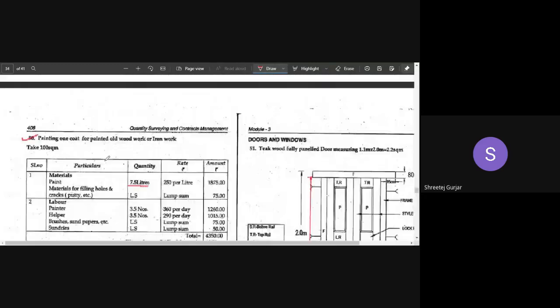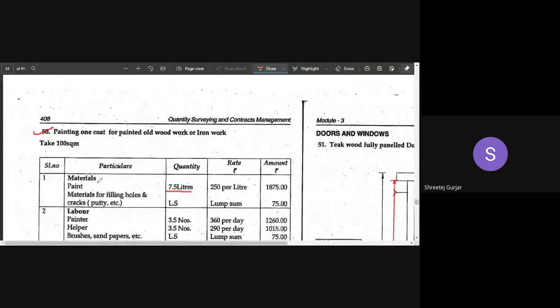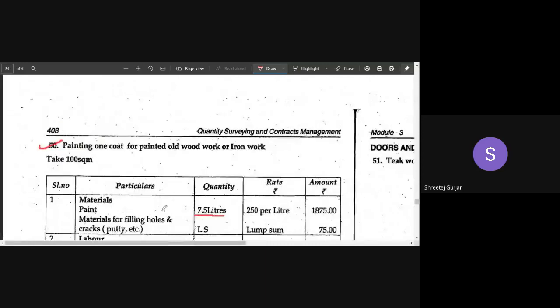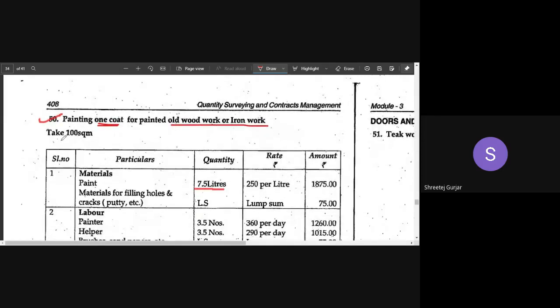Okay, then here also you can see painting 1 coat of old. So when you are dealing with iron work, here it is a different thing. It is not wall painting. It is painting of old woodwork or old iron work. We are dealing with painting of old wooden work or old iron work. So we have to give only one coat of paint, and the surface area that we have assumed is 100 square meters.